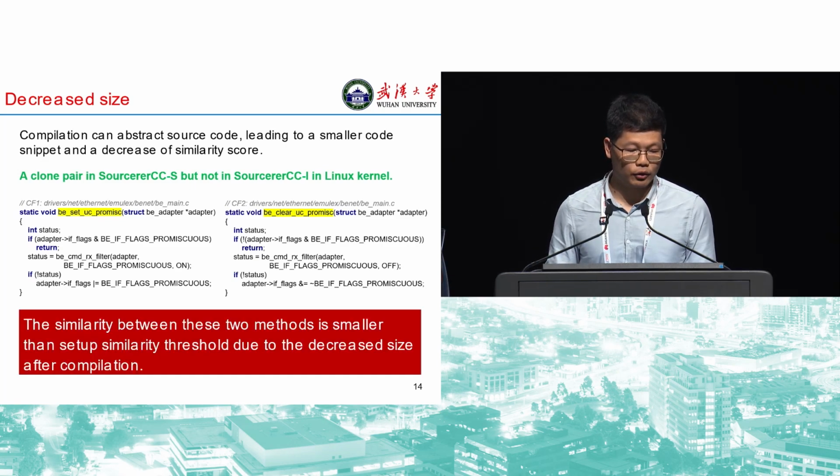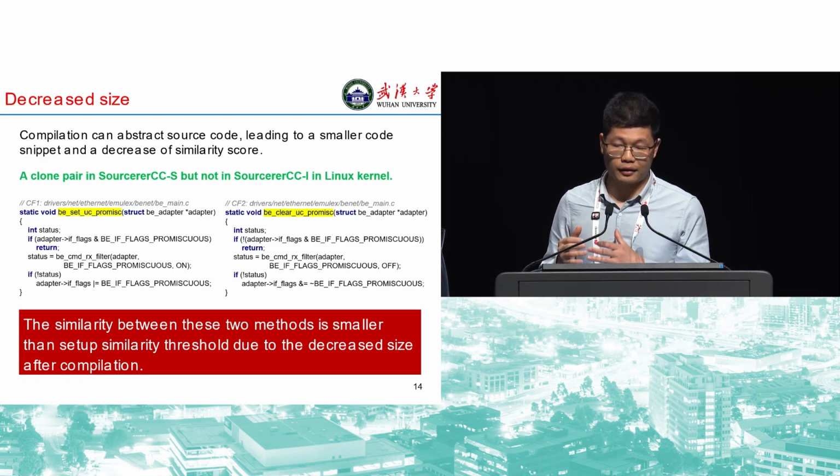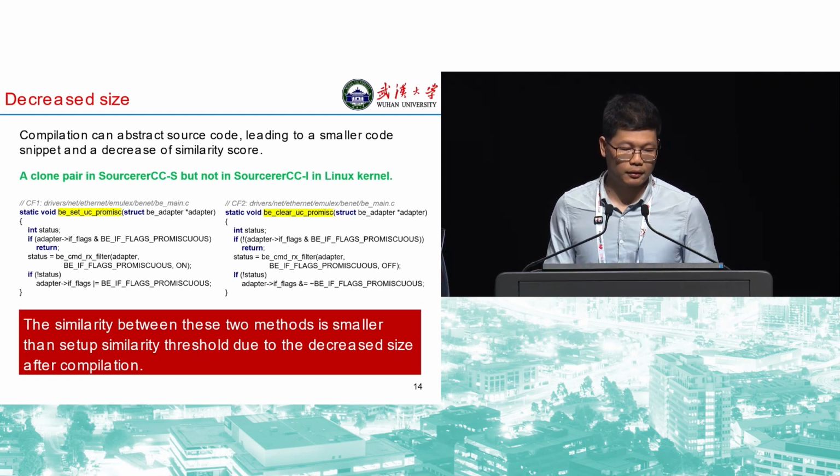In this example, we found that this is a clone pair reported by SourcererCC at the source code level, but missed at the IR level. The reason is that the similarity between the two methods at the IR level becomes, I think, 85%, which is less than our similarity threshold.